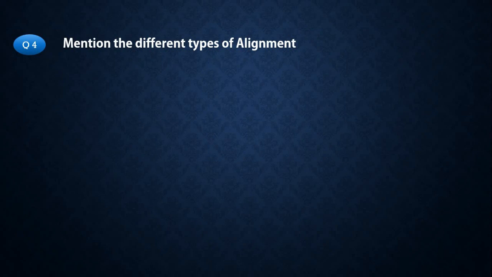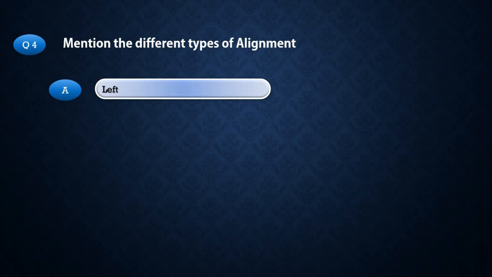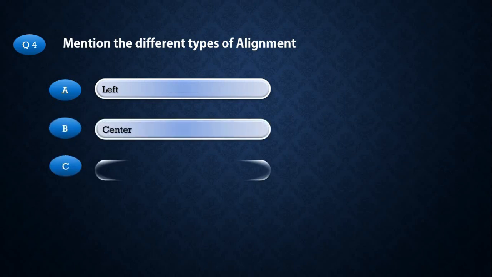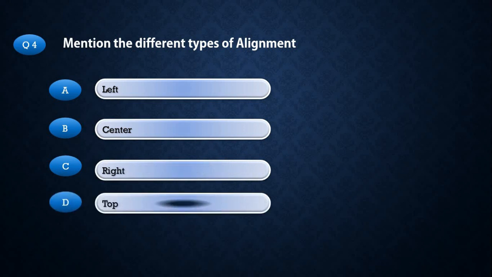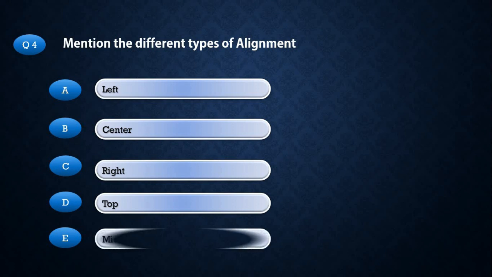So moving on to the next question, mention the different types of alignment. We know there are two types of alignment, horizontal and vertical, and horizontally they can be aligned left, center, right, and vertically they can be aligned to top, bottom, and middle.